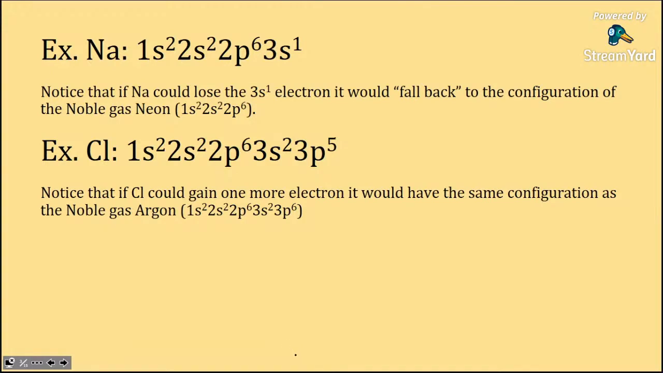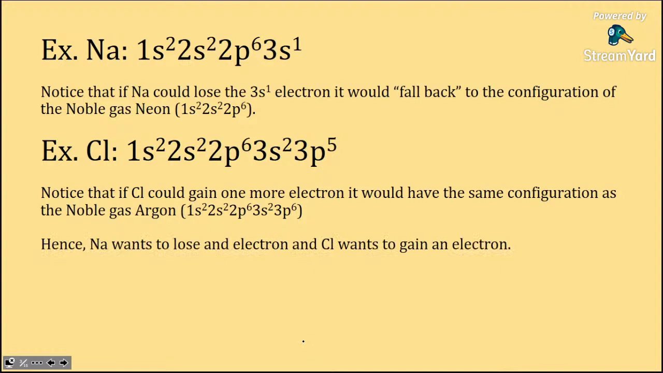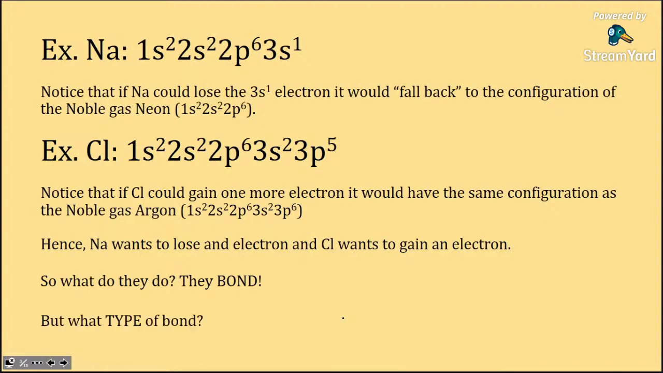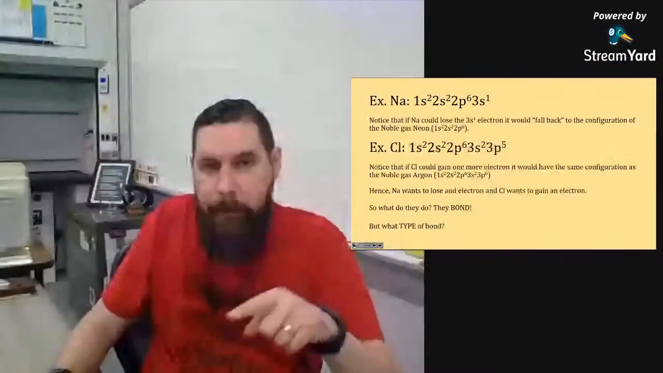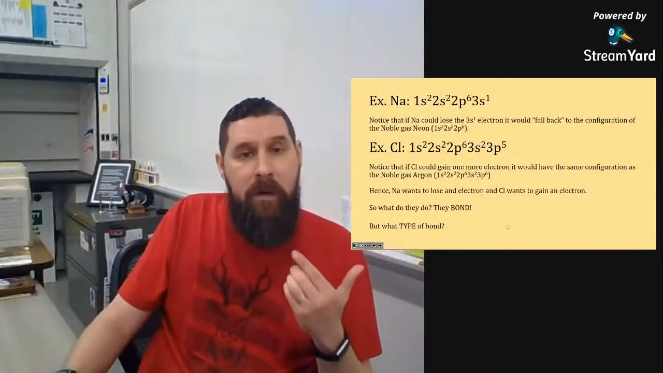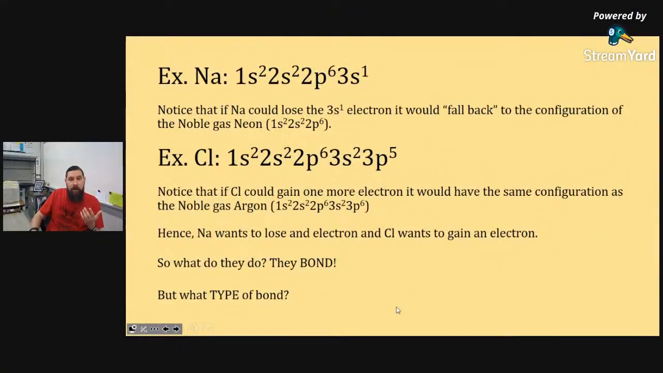So if I have sodium and chlorine and I put them together, the question becomes, what are these going to do? Because, again, sodium wants to lose an electron, chlorine wants to gain. So what do they do? They bond. But then that raises another question. What type of bond are they going to end up forming? So for that, we need to look at the 3 different types of bonds.